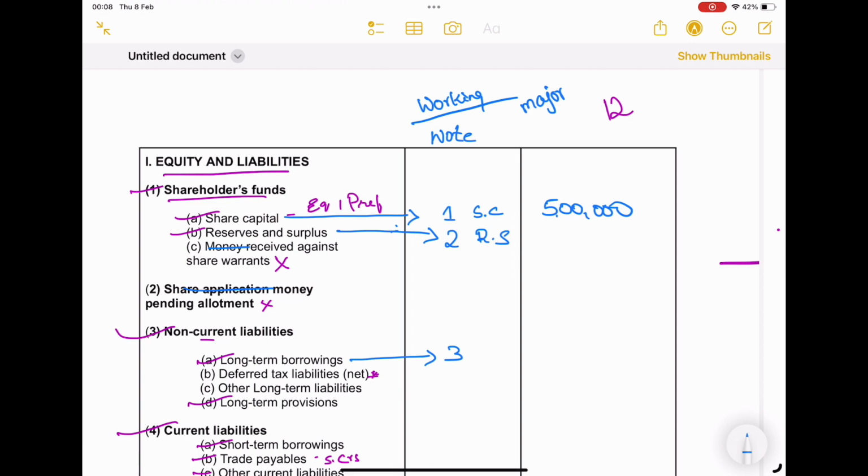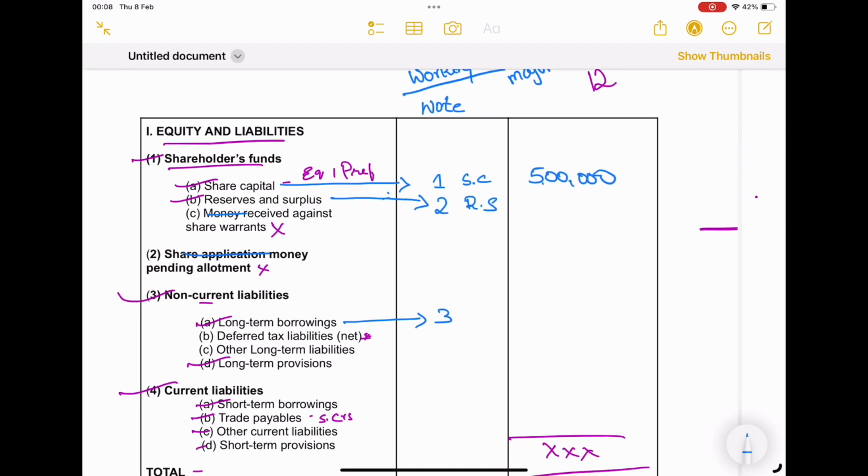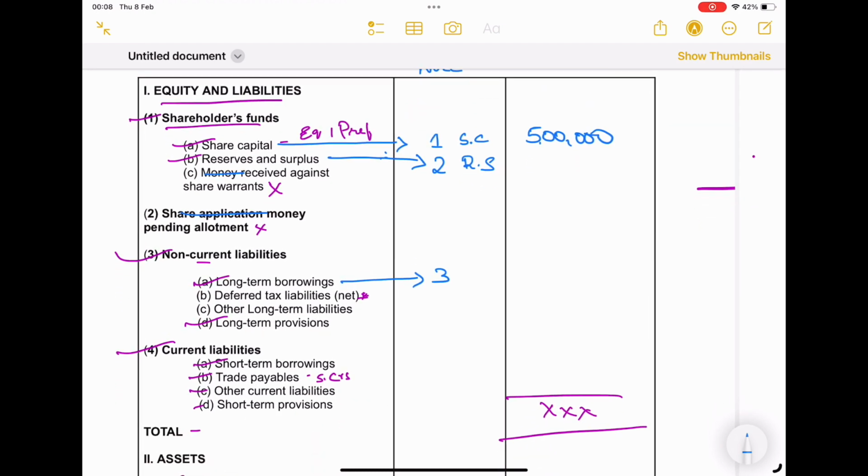Don't crack your heads for these things. Note means nothing but working note. Separately, compulsorily we have to do it. Okay, so note 3 for long term borrowings. Next, note 4 for short term borrowings. For these things there is no note calculation at all. Okay, so next, note 4 for short term borrowings.